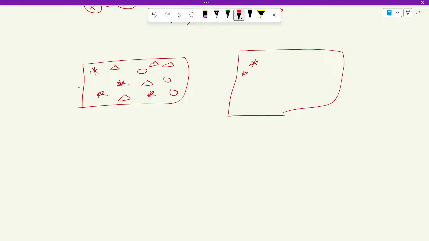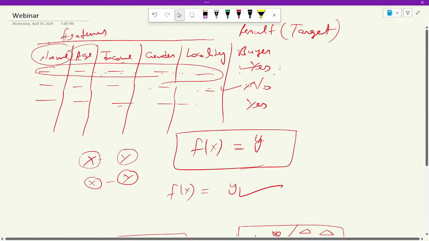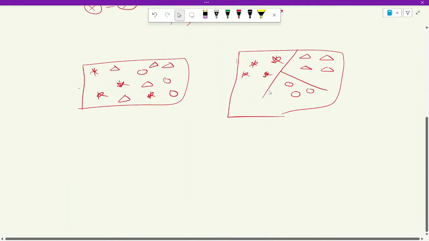All stars, they have similar behavior. They will come at one place. Then all triangles, they have similar kind of features, so they will come at one place. All circles, they have similar kind of features, they will come at one place. So this is the example of unsupervised learning. When we don't have the target column present, when we don't have the result column present, this is the example of unsupervised learning or the deep learning.